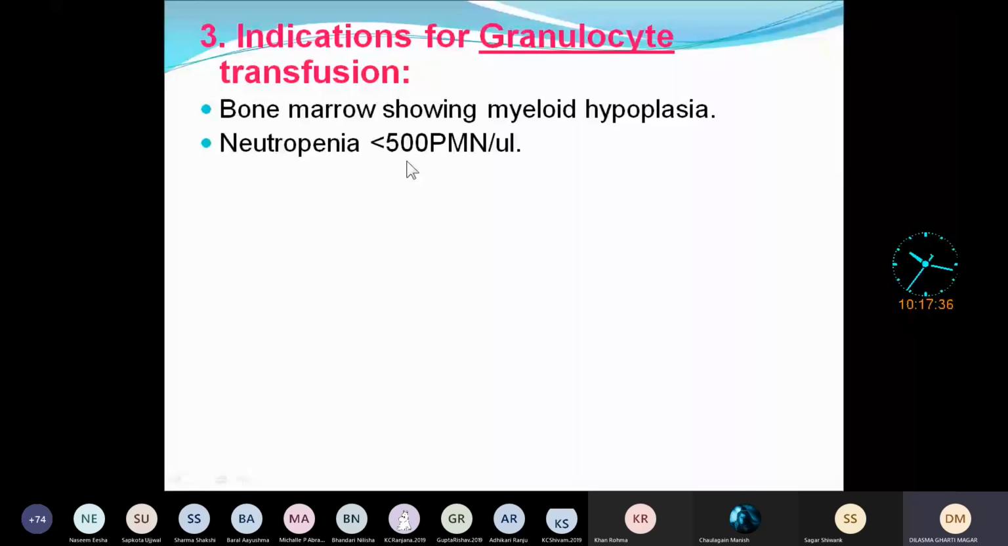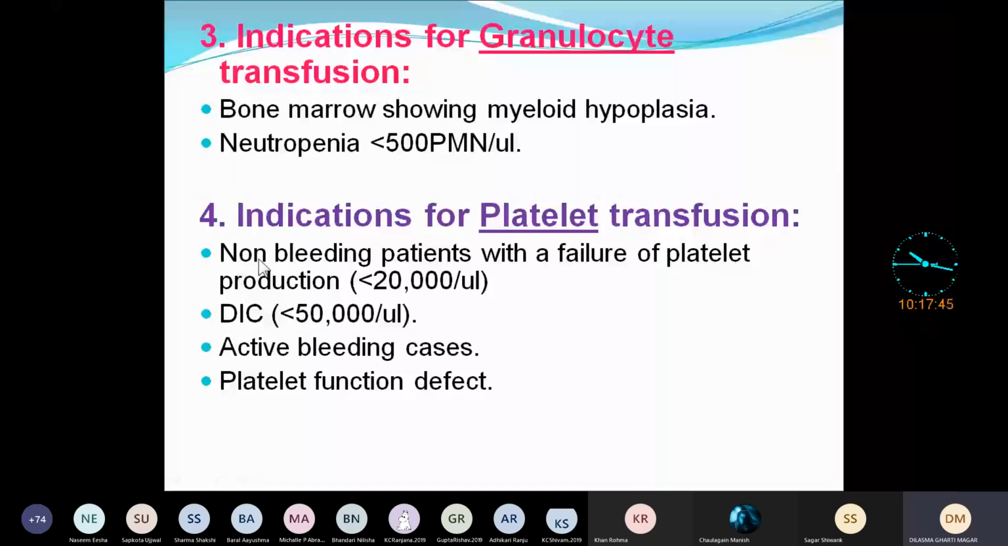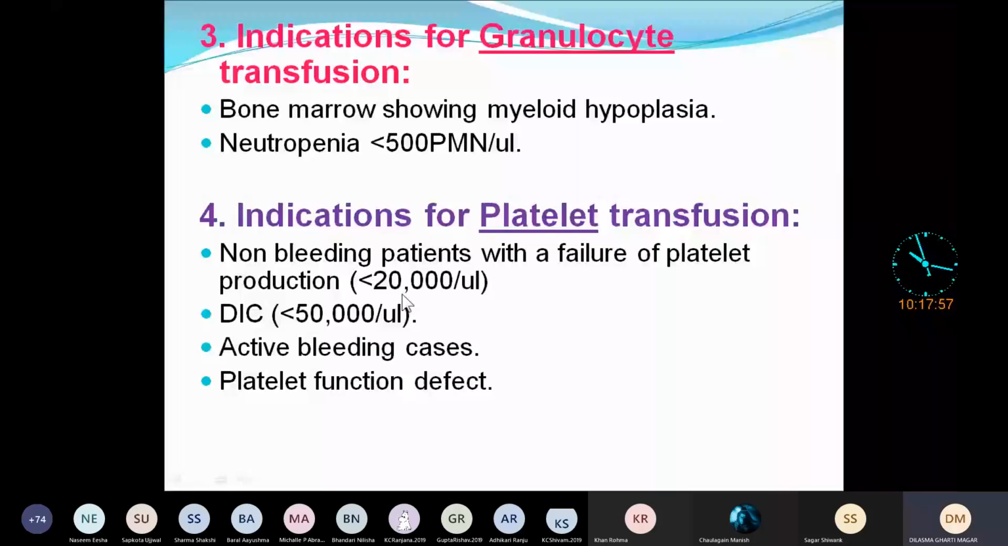Now we'll come to the indications for the platelet transfusion. So when should we give platelets here? We can give platelets in case of non-bleeding patients with a failure of platelet production. How much should be the normal platelet count? Anybody knows? 1,50,000 to 4,50,000. It is 1,20,000 to 4 lakhs. Okay, you are right, but I didn't hear you properly. So 1,20,000 to 4 lakhs is considered adequate.